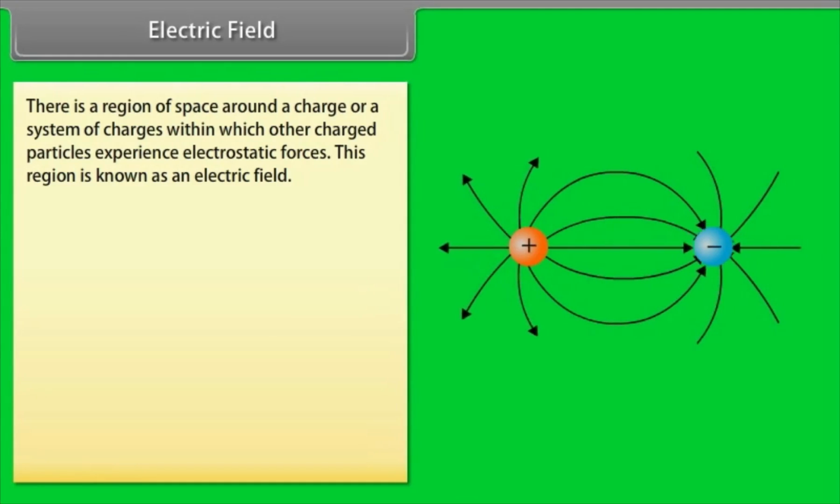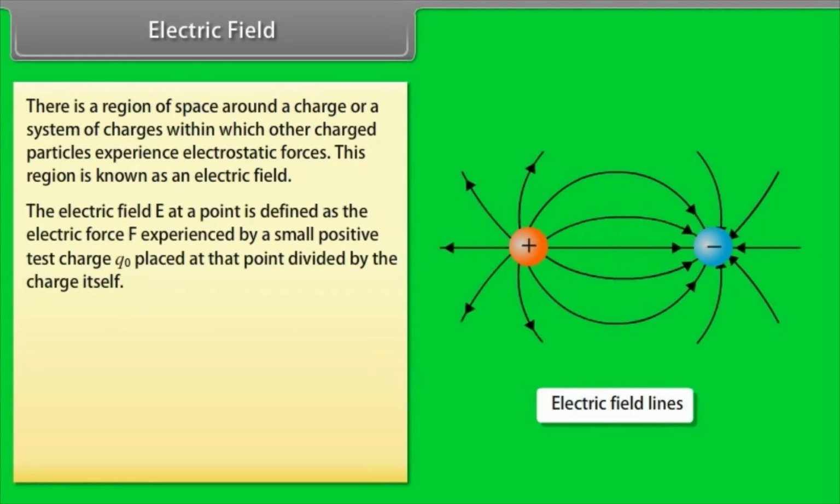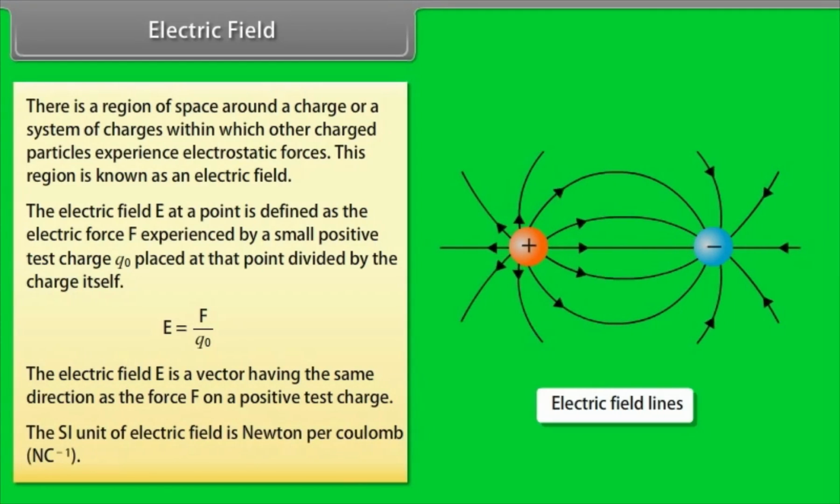This region is known as an electric field. The electric field E at a point is defined as the electric force F experienced by a small positive test charge Q naught, placed at that point, divided by the charge itself. E is equal to F upon Q naught. The electric field E is a vector having the same direction as the force F on a positive test charge. The SI unit of electric field is Newton per Coulomb.